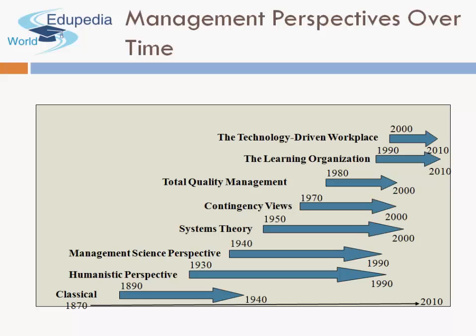This is again a diagram which tells you the different theories, and how and when they emerged. We've covered in my different videos of module 2 the classical, humanistic perspective, management science perspective, system and contingency view, and how and when these theories evolved. We've already discussed that.